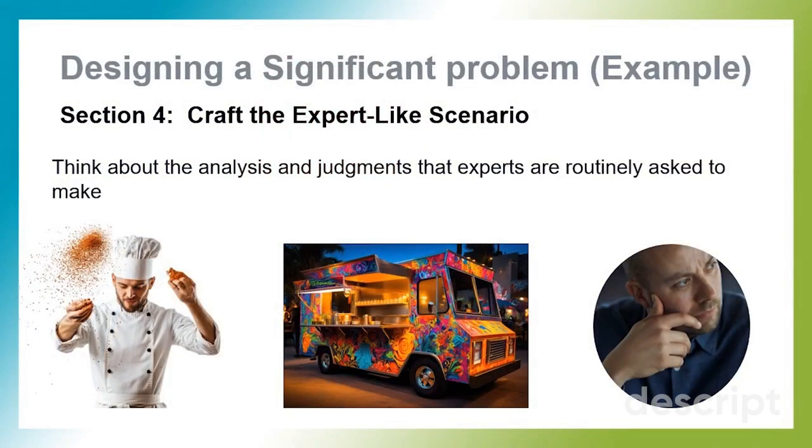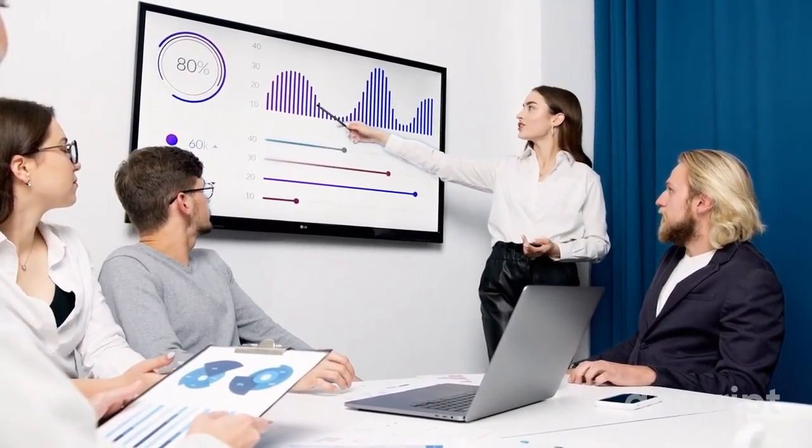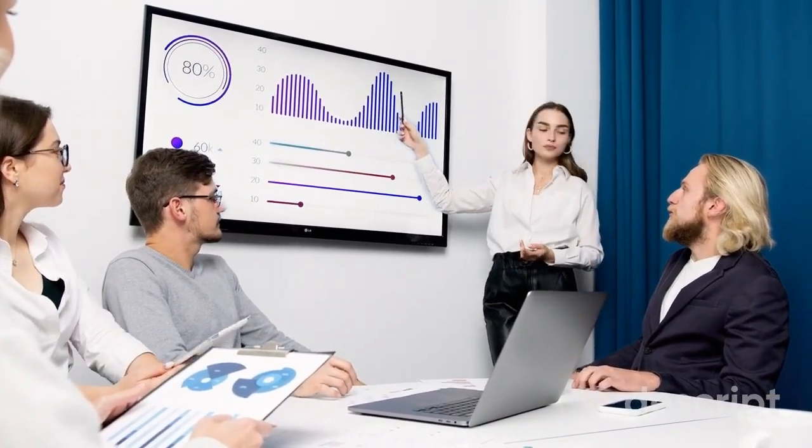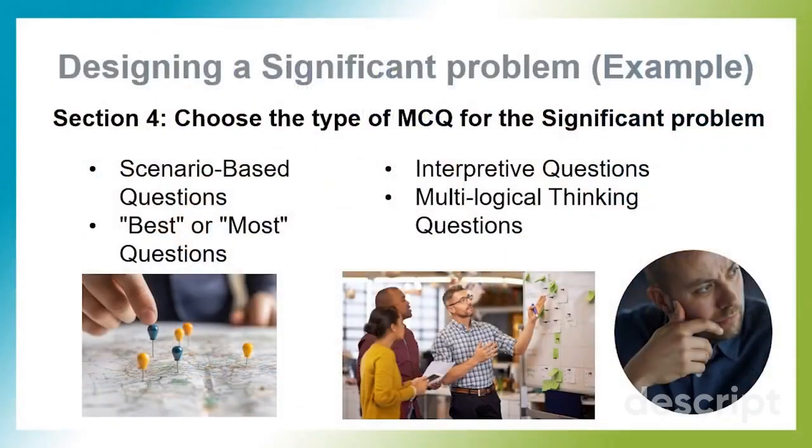Step number 4, craft the expert scenario. Using the core problem, the data sets, data completeness issues, and common assumptions, you can now identify and craft the realistic scenario that requires students to perform the same type of analysis and judgments experts routinely make. Also, you need to choose the type of specific question that you want to make. You need to have these teams come up with a specific choice. So this could be a scenario-based, best or most question, or interpretive or multilogical thinking question.